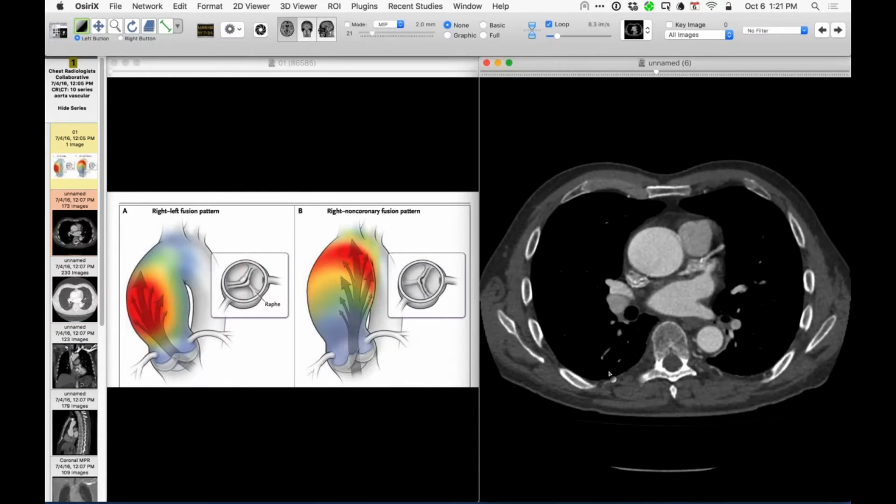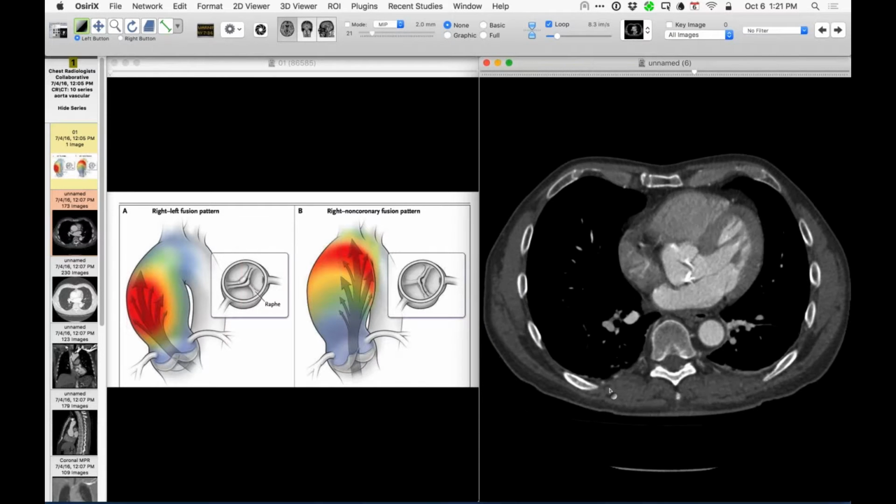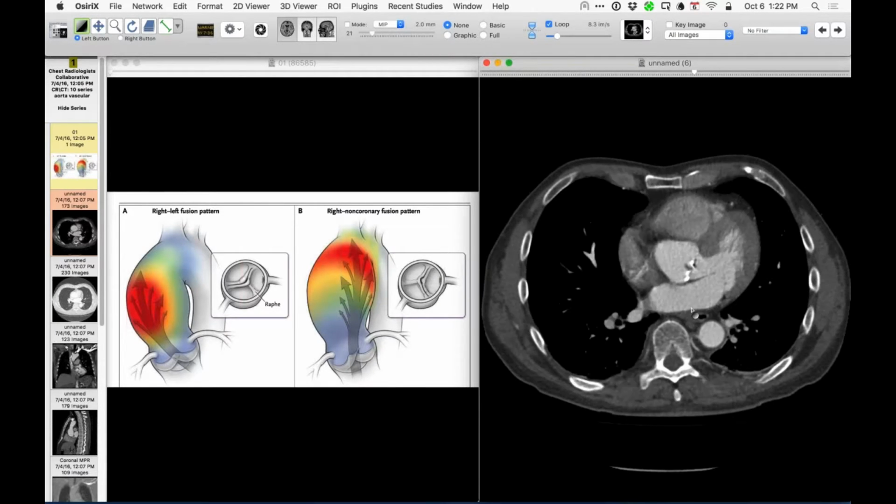And again, here's what the valve looks like. And Seth, do you agree this is a right-left fusion pattern? Sometimes I can't quite figure it out in relation to where the left and right coronary arteries are, but it ought to be.